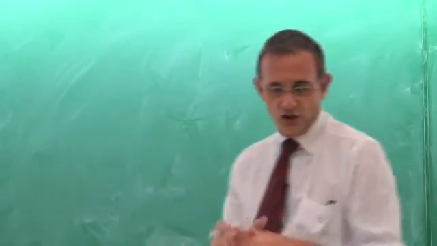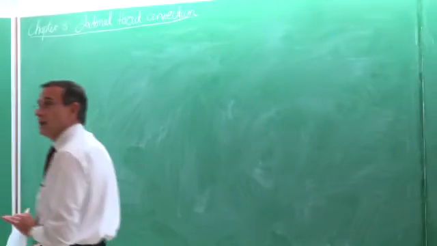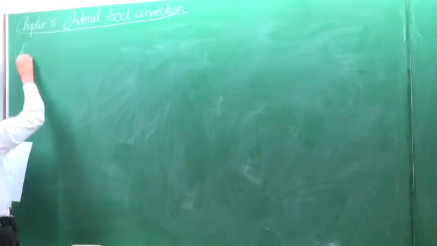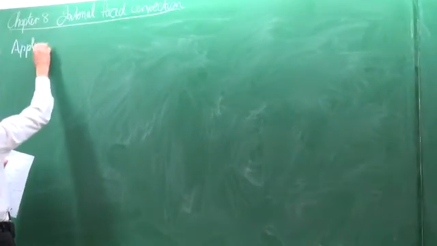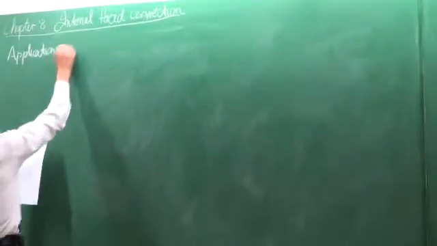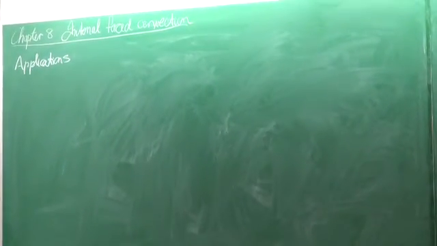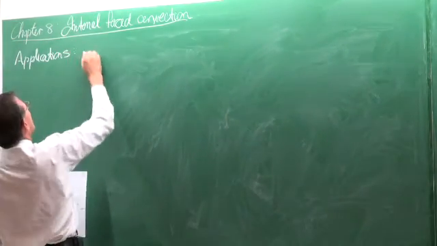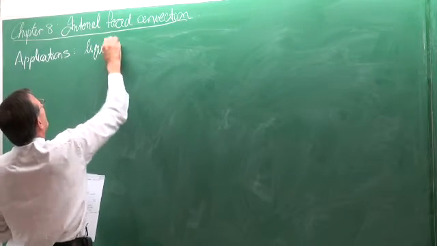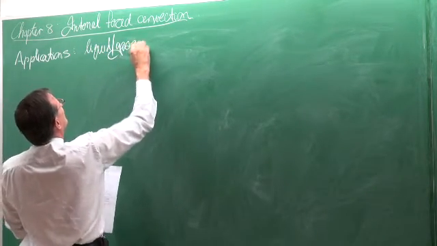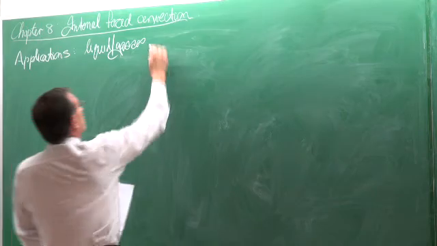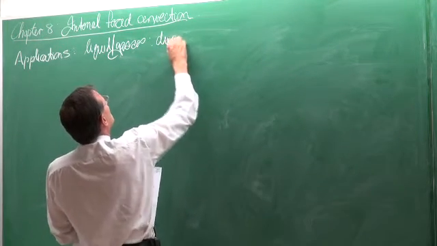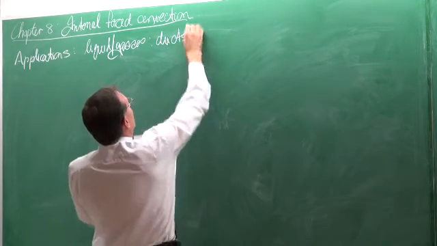Today we're going to do chapter 8 in the textbook of Cengel and Ghajar, and the lecture is on internal forced convection. Internal forced convection has many applications. The applications are usually of liquids and gases that flow through ducts and pipes.